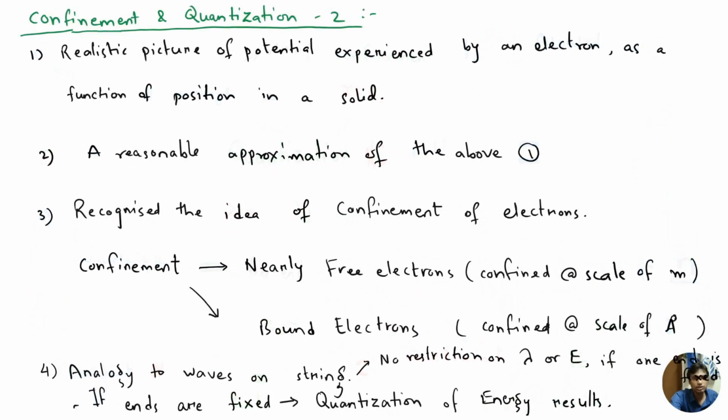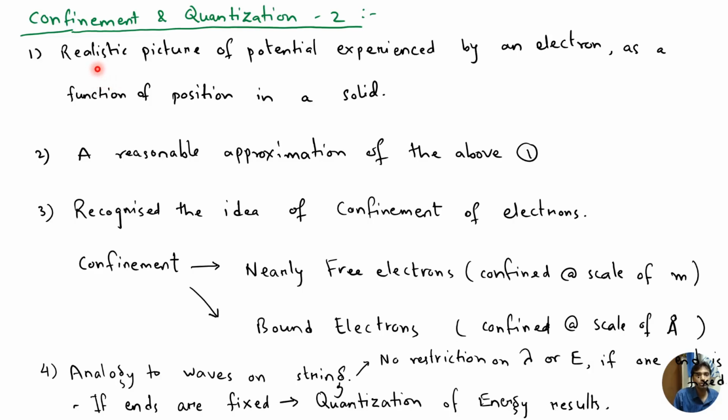So just to recap, we saw a realistic picture of the potential experienced by an electron as a function of position in the solid. What was it? It looked somewhat like this. It started from 0 and here and here. So this is the realistic picture of the potential, with an ionic core, ionic core, ionic core, ionic core. Then we wanted a reasonable approximation of the above. What was the approximation? The approximation is this.